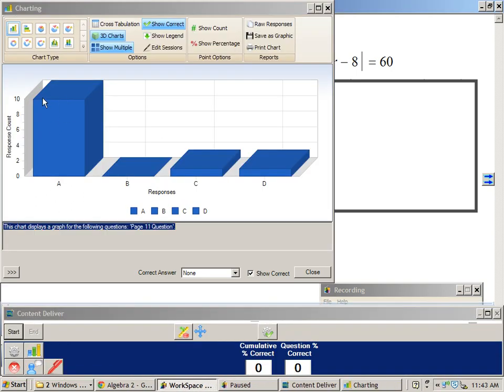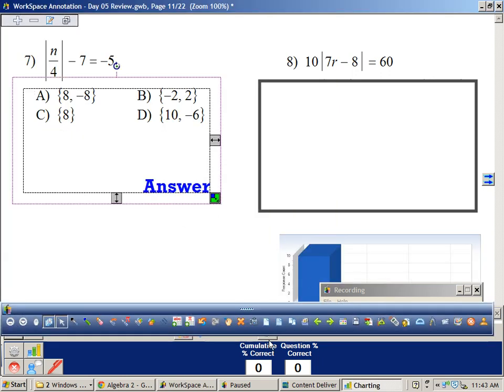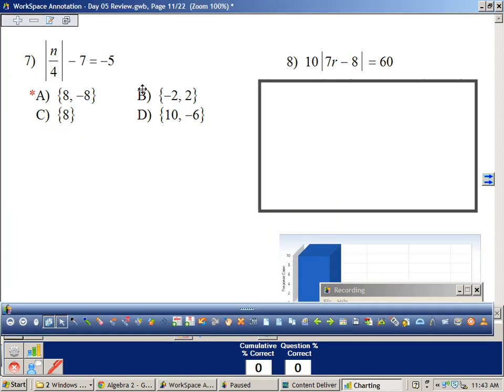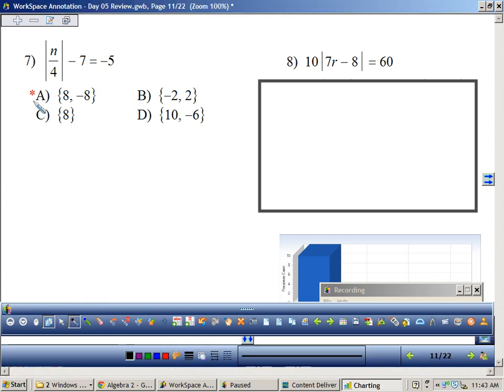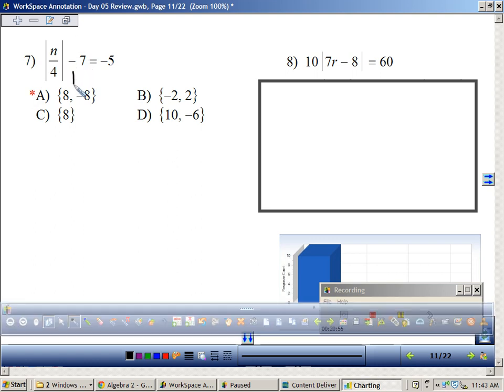So out of those that did try it, most of you got A. Let's see what our answer is here. A. Okay, what is our first step? Isolate. How do I isolate? Add 7 to both sides. When I add 7 to both sides, I get the absolute value of n divided by 4 equals 2.